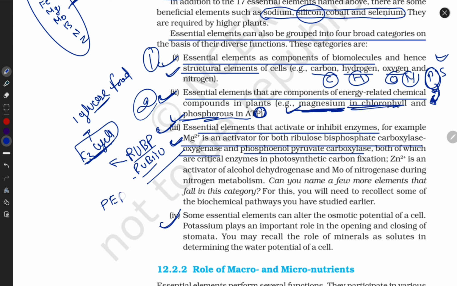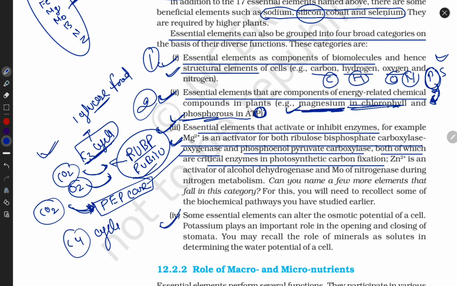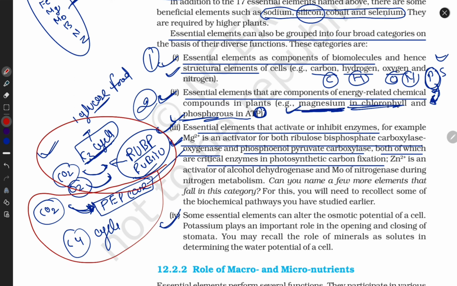Look at here, guys. They bind with CO2 as well as oxygen, but they show higher affinity towards CO2. Both of which are critical enzymes in photosynthetic carbon fixation. Yeah, guys, we know. This one participates in the C4 cycle and this one participates in the C3 cycle.